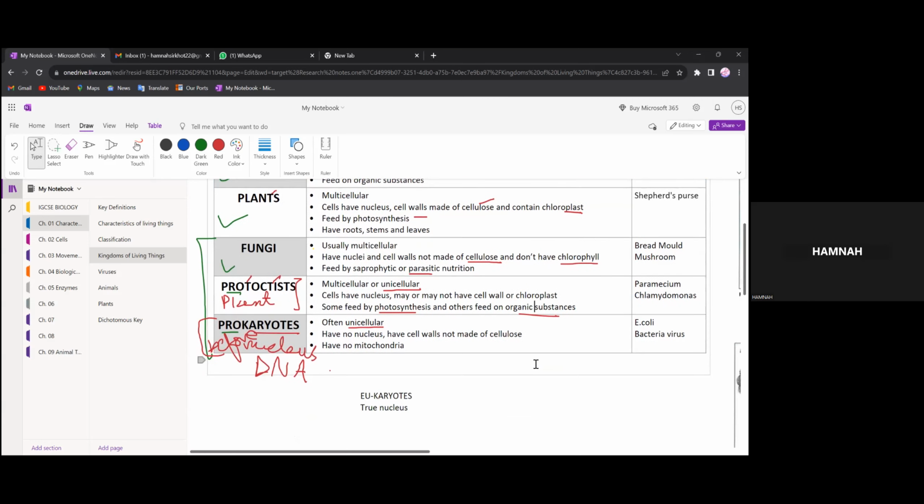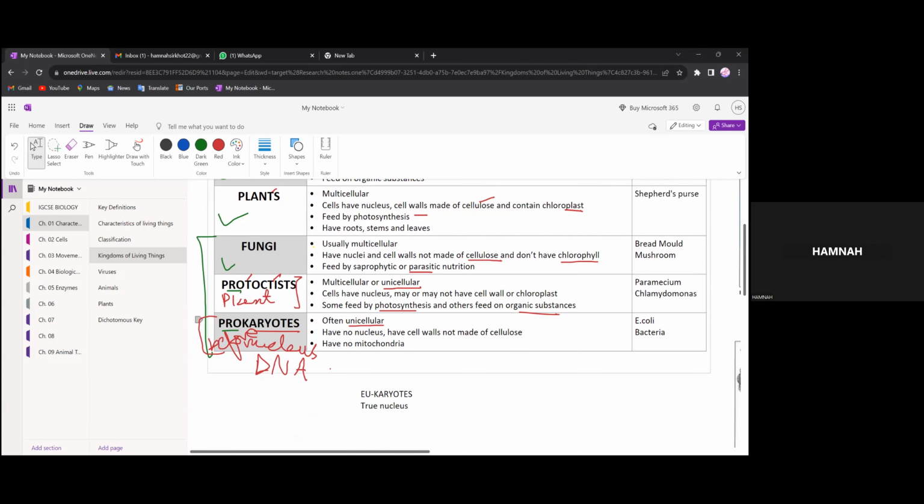And prokaryotes. When you see the word karyote, you think nucleus. Pro is before nucleus, so no nucleus. No nucleus, no mitochondria, and these are usually bacteria.